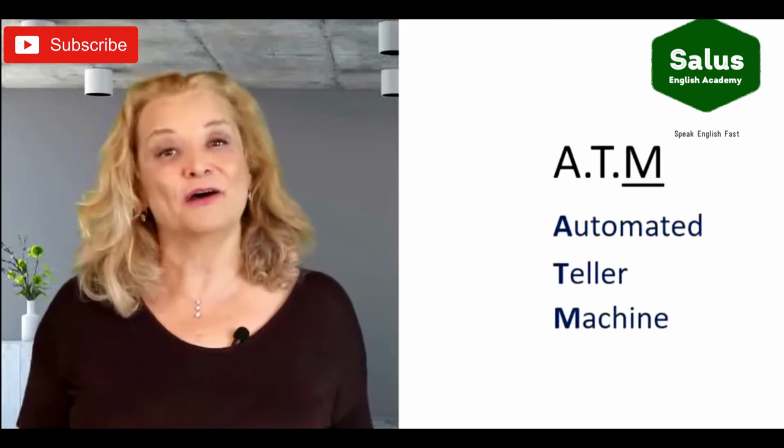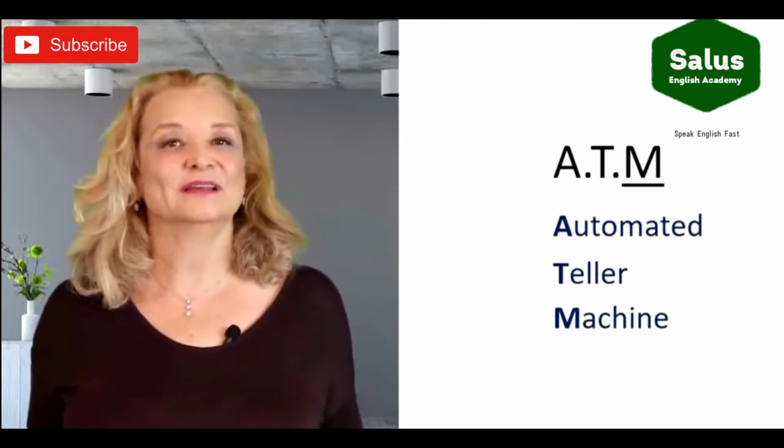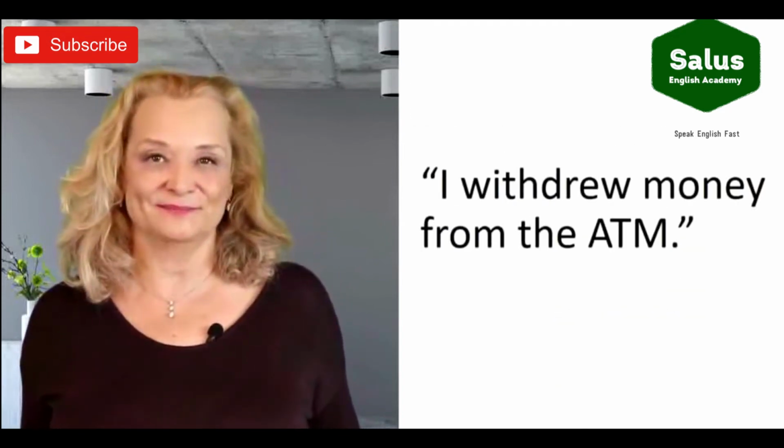And this is an automated teller. So ATM, Automated Teller Machine. Good. So we say, I withdrew money from the ATM. Can you repeat that? I withdrew money from the ATM. Great. So if this sounds fast for you now, make sure you subscribe to Salus English Academy so that you have unlimited access on this lesson.